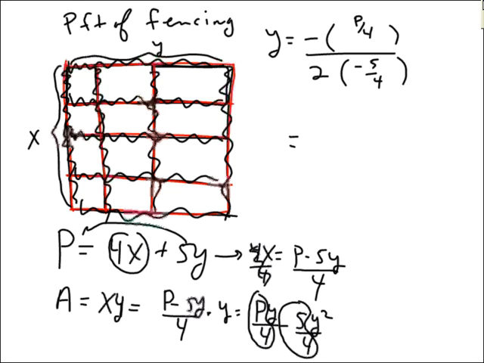Well, the first thing I might do is multiply by 4 over 4. So you get negative p, because by design the 4's cancel. So you're left with negative p. And here the 4's cancel. So you're left with 2 times negative 5, or negative 10, which is p over 10.